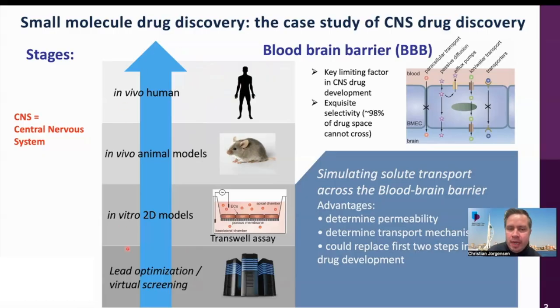And the main theme in this is that you have this thing called the blood-brain barrier, BBB. And it seems to be a key limiting factor in CNS drug development. And this is because the BBB has exquisite selectivity. It rejects 98% of molecules from crossing into the brain. And here we have a diagram of the blood-brain barrier.